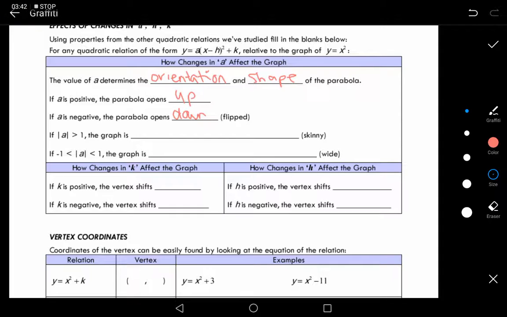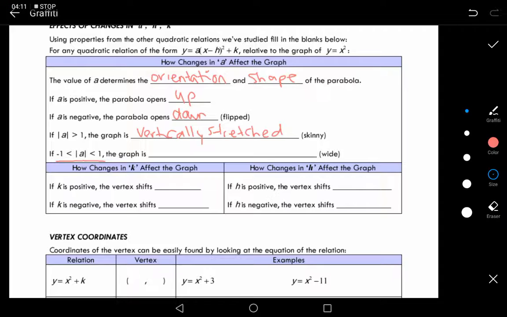That's all that means. If A is greater than 1, the graph is going to be vertically stretched. Okay, which means it's going to appear to be skinny. Again, think about pulling those 2 ends up or down. You're stretching it out.